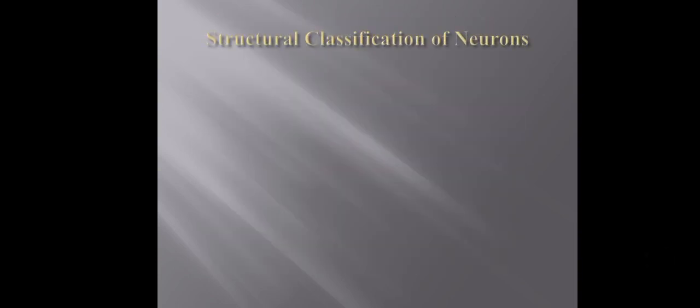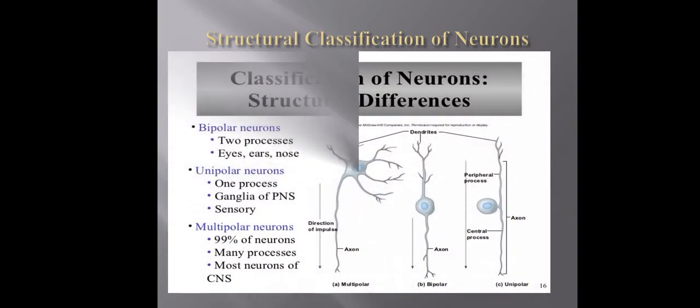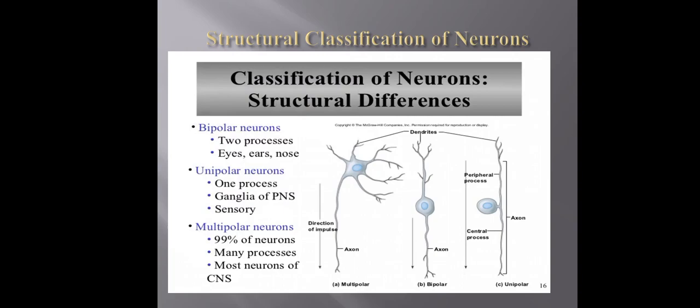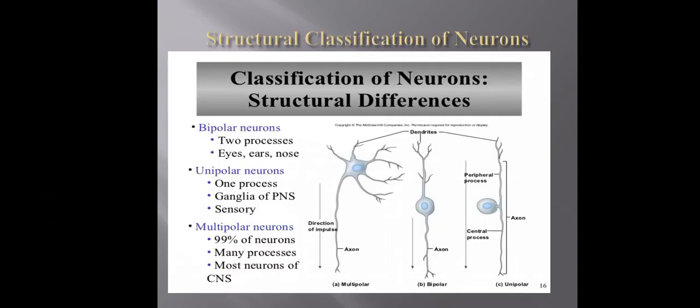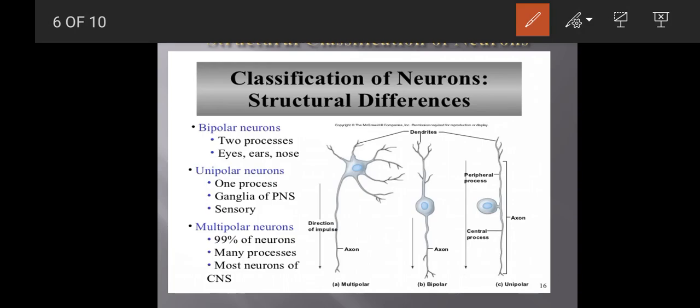Now we are going to look at the structural classification of neuron. On the basis of structure, we can have bipolar neuron, unipolar neuron, and then we can have multipolar neuron. Let's take a look at this neuron. This is the cell body. When you look at the cell body, only one process came out of the cell body, though it's now divided into two, but it is only one process. This is what we call unipolar neuron.